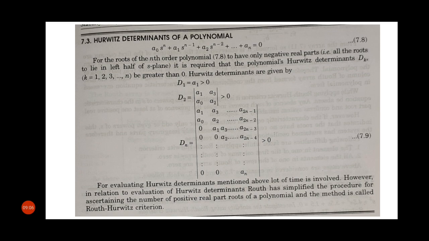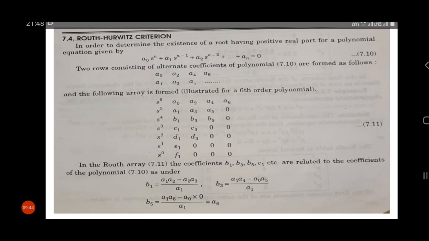Because for evaluating Hurwitz determinants, a lot of time is involved. However, in relation to the evolution of Hurwitz determinants, Routh, another scientist, has simplified the procedure for ascertaining the number of positive real part roots of a polynomial, and the method is called the Routh-Hurwitz criteria.